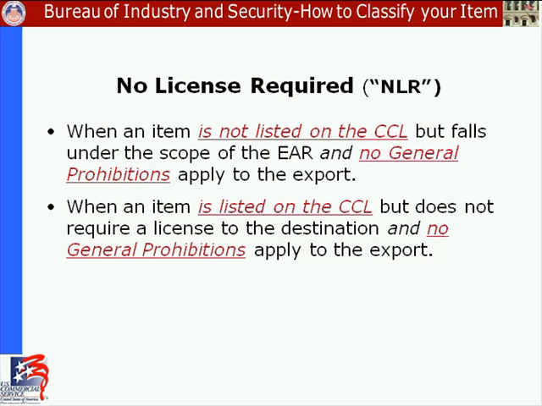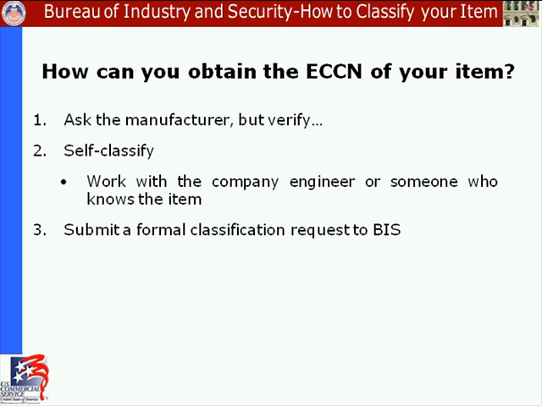Okay, how to get an ECCN number? You can ask the manufacturer, but usually they know better, or you can do self-classification, or you can submit a formal classification request to us. Which would we prefer you to do? Of course, 1 and 2, because we have to do nothing. But we don't recommend you do 1 and 2. Because if you're not sure, we would rather you do number 3. Ask us. Okay? I'm just joking about 1 and 2 because we don't have to do anything.